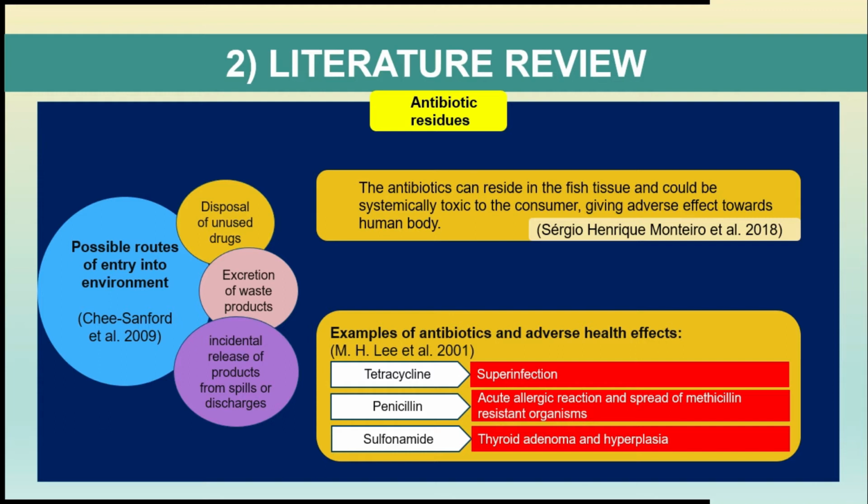Here are 3 examples of antibiotics and the adverse health effects. The first one is tetracycline. It can cause superinfection. The second one is penicillin. It can cause acute allergic reaction and spread of methicillin-resistant organisms. And the last one is sulfonamide. It can cause thyroid adenoma and hyperplasia.